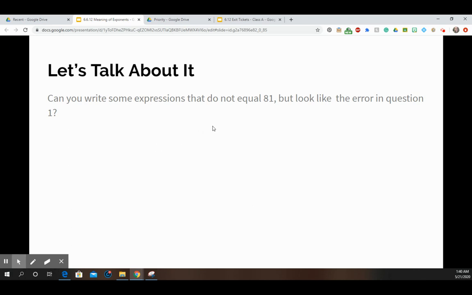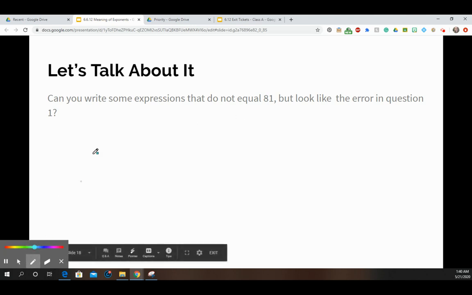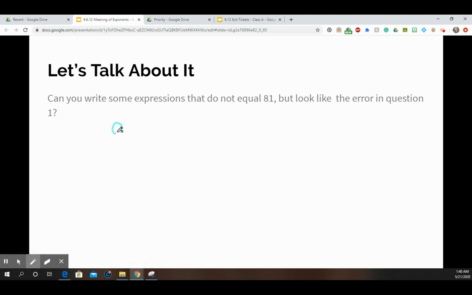What if I wanted to try to write an expression that did not equal 81 but looked like an error in question 1? So what I bet a lot of you guys might have thought of is 9 to the power of 9, right? Because this looks kind of like 9 times 9 if you're not paying that close attention, but this actually means 9 times 9 times 9 times 9 times 9 times 9. 1, 2, 3, 4, 5, 6, 7, 8, 9. That's going to be a huge number, right? That's not even close to 81.